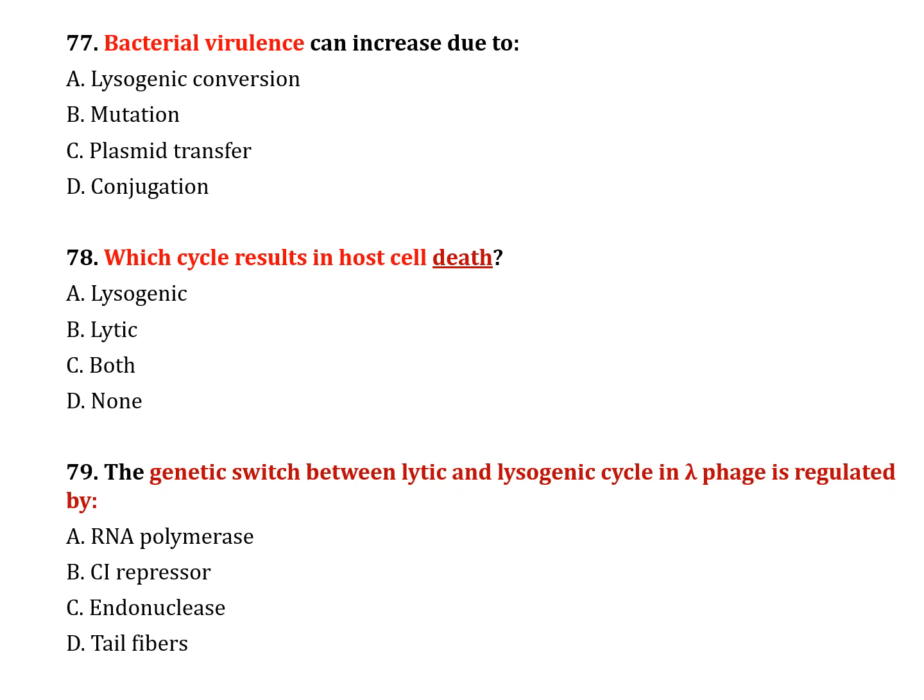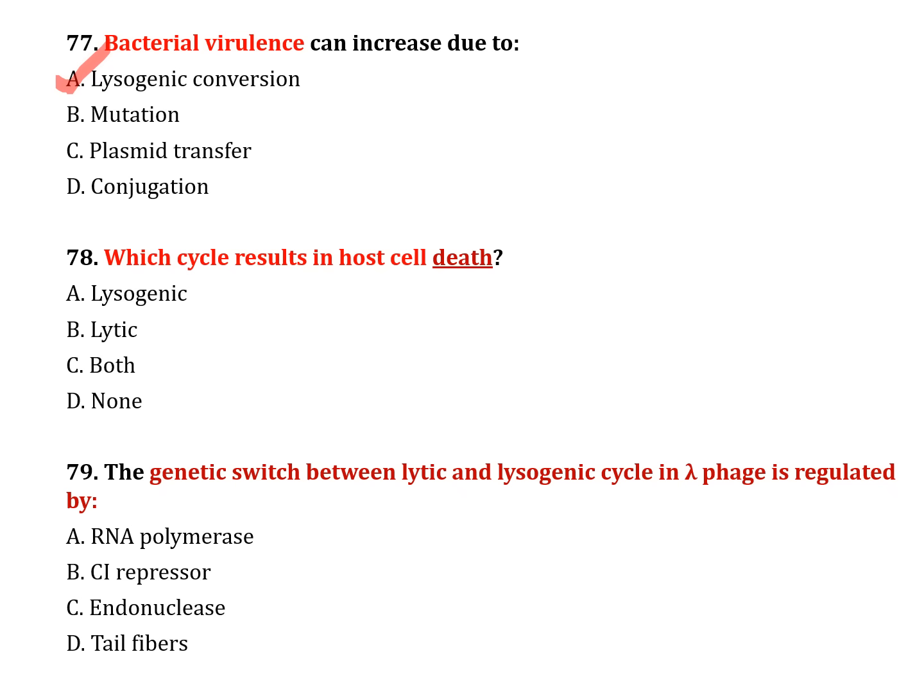The next question, number 77: Bacterial virulence can increase due to: option A, lysogenic conversion; option B, mutation; option C, plasmid transfer; option D, conjugation. Correct answer is option A, lysogenic conversion.